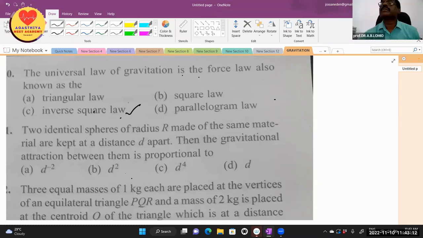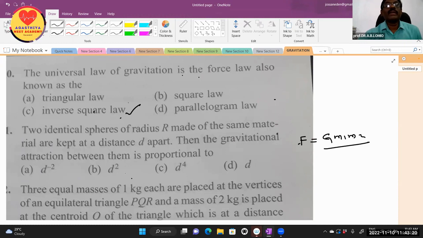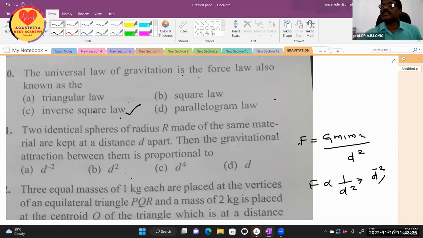Very easy question. See, the force is G m1 m2 divided by the distance squared. Here the distance is represented as d. Therefore, the force is proportional to d power minus 2. Answer A.